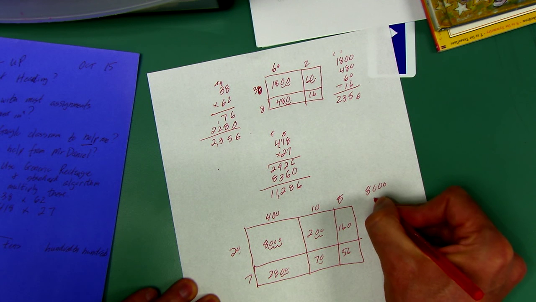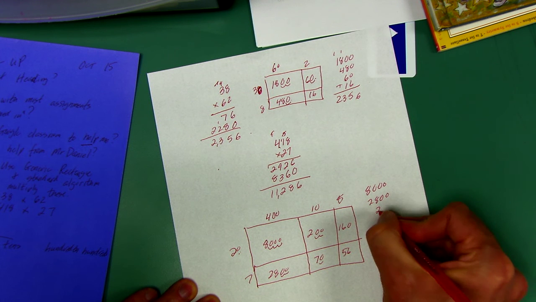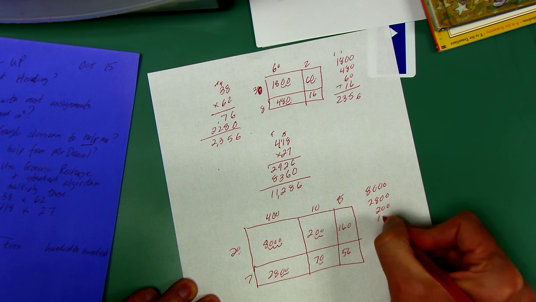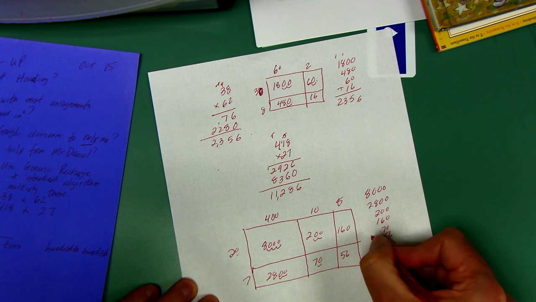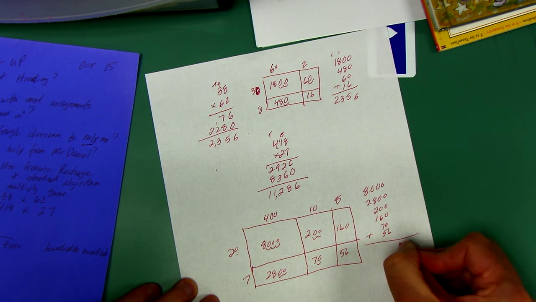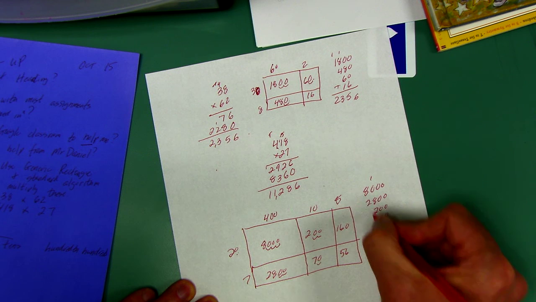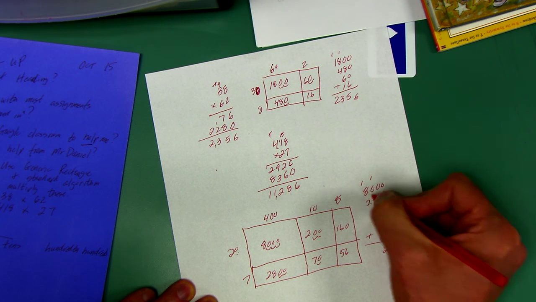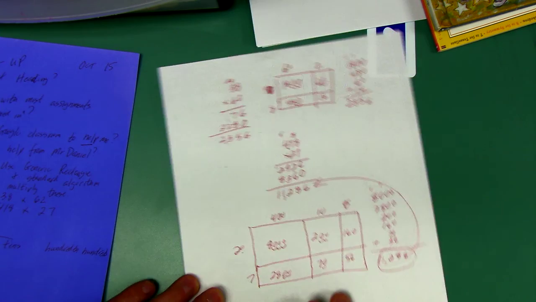8,000, 2,800, 200, 160, 70, and 56. 6, 12, and 6 is 18. Carry the 1. 11, 12. Carry the 1. 9, 10, 11. And guess what? Same answer. We must have done it right.